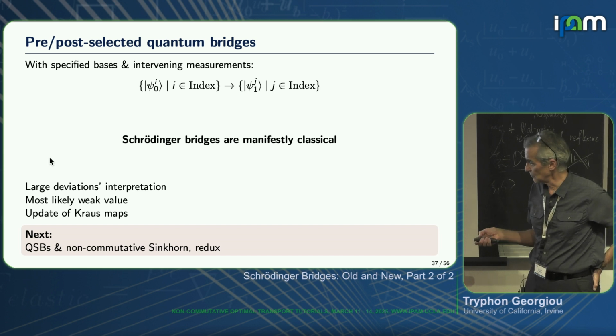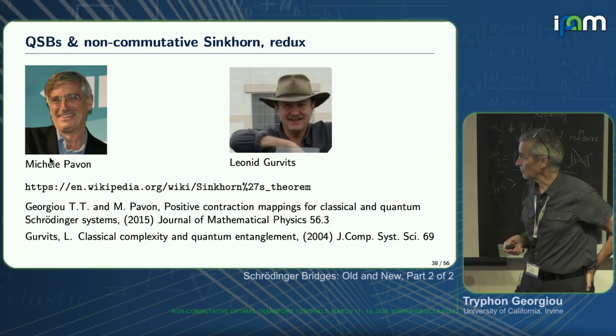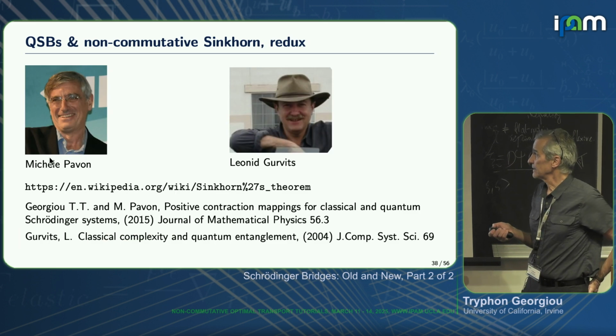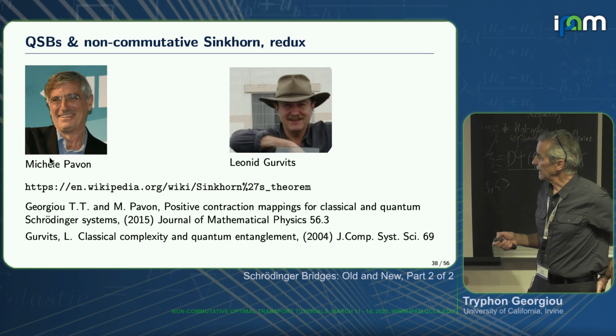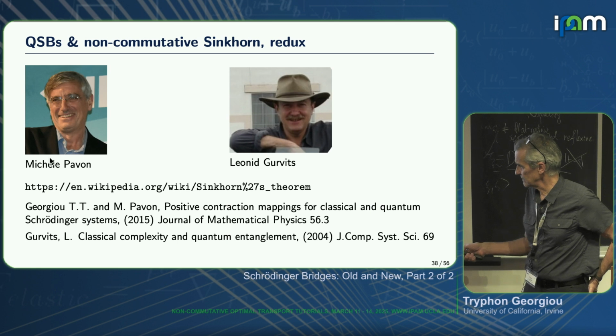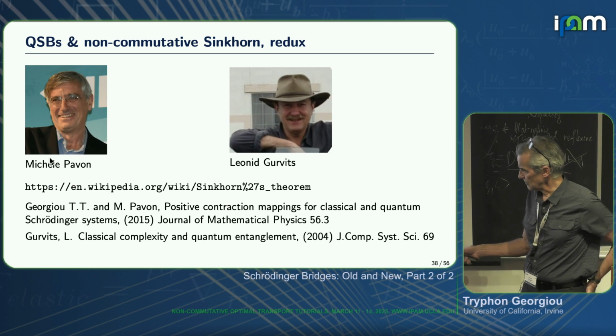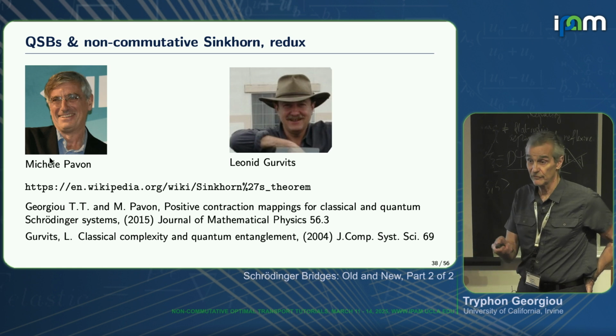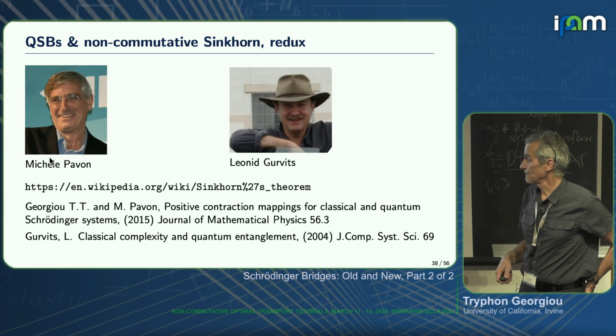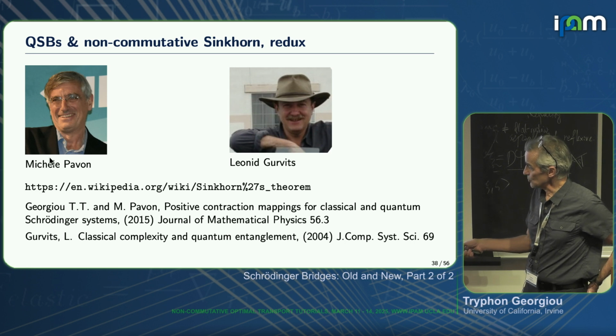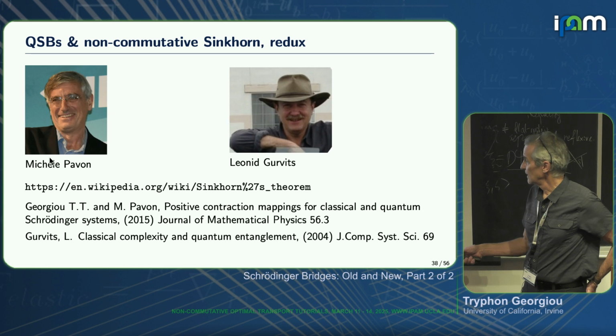Now we go to a slightly more complicated setting, where this is a purely non-commutative quantum Schrödinger bridges setting. And there is some material in the Wikipedia page. Actually, I put some of that. This is mostly joint work with Michele Pavone, and I'll be talking mostly about that. One result that we had in there, we learned actually from Eitan Martin after we submitted the paper, was also in Leonid Gurvits's paper, which is a very interesting paper, Classical Complexity and Quantum Entanglement.